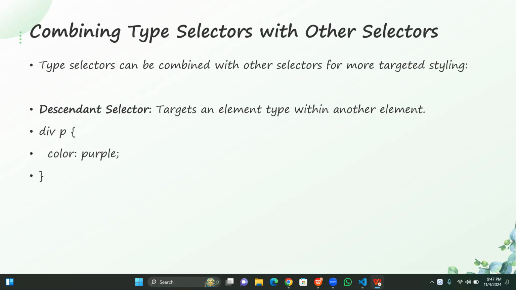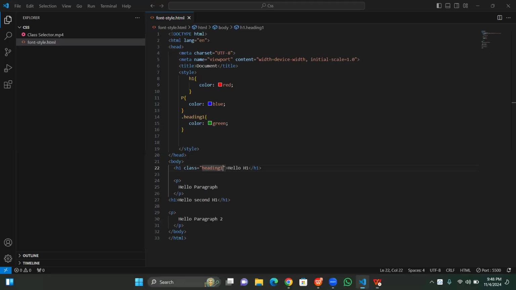So how does it work? Let's take a look at it. In this place now we have div and we have p. So what are we targeting? We are targeting paragraphs inside div. So if the paragraph is not inside the div, it will not show. Now let's go to code and let's see it.